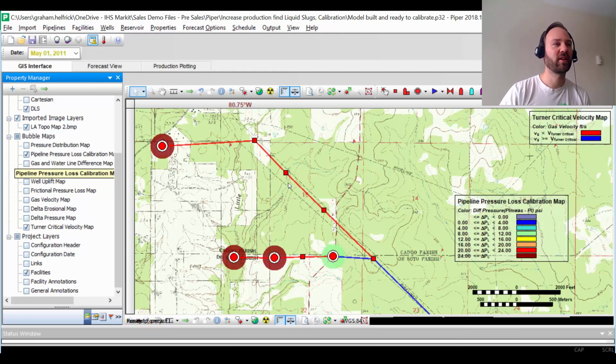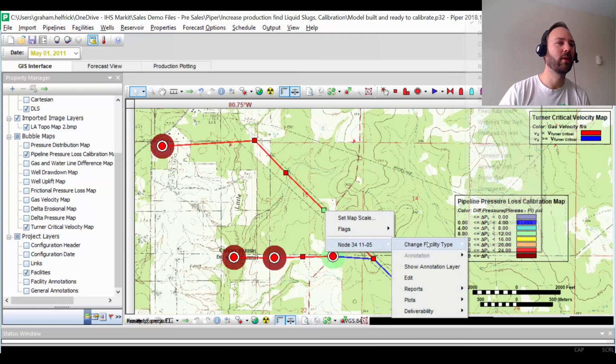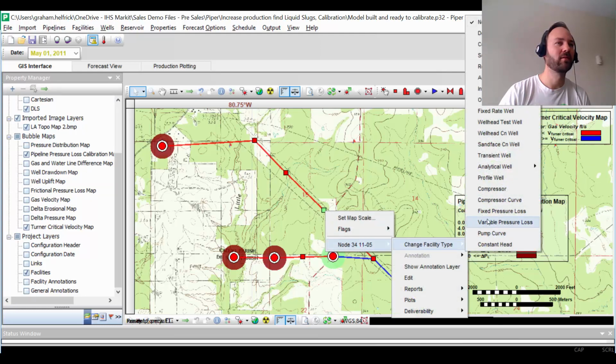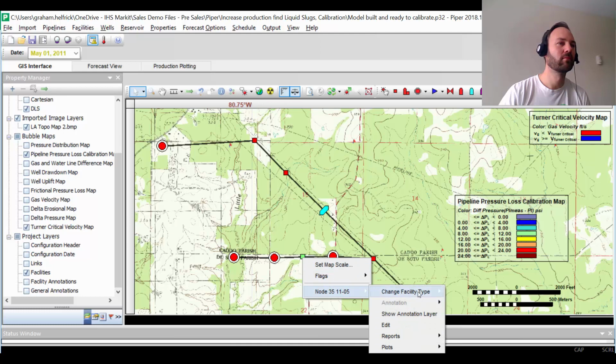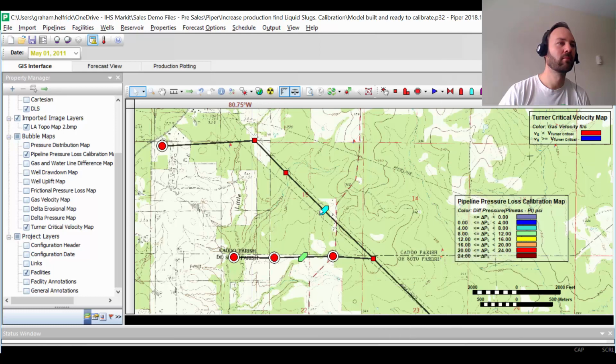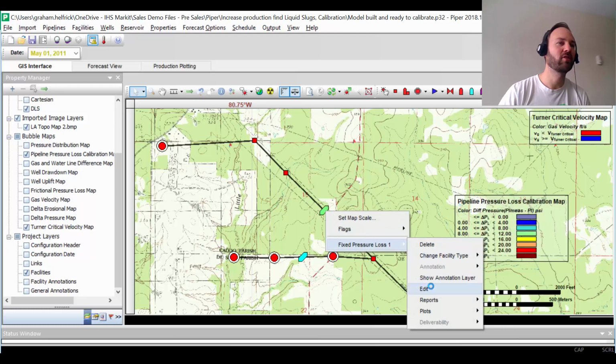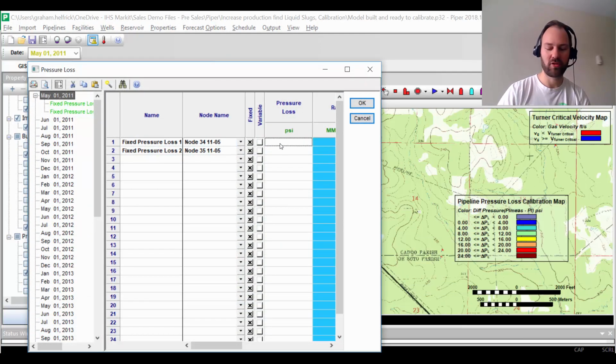So the results came back and there was an extra 50-pound pressure loss along this pipe segment and this pipe segment that we didn't know about until we took some measurements. So we're going to go ahead and account for that in the model now that we have learned that. Okay, so I'm putting these pressure losses in here to match the liquid slugs that we went and measured. And there was a 50-pound pressure drop at each location that was measured in the field.